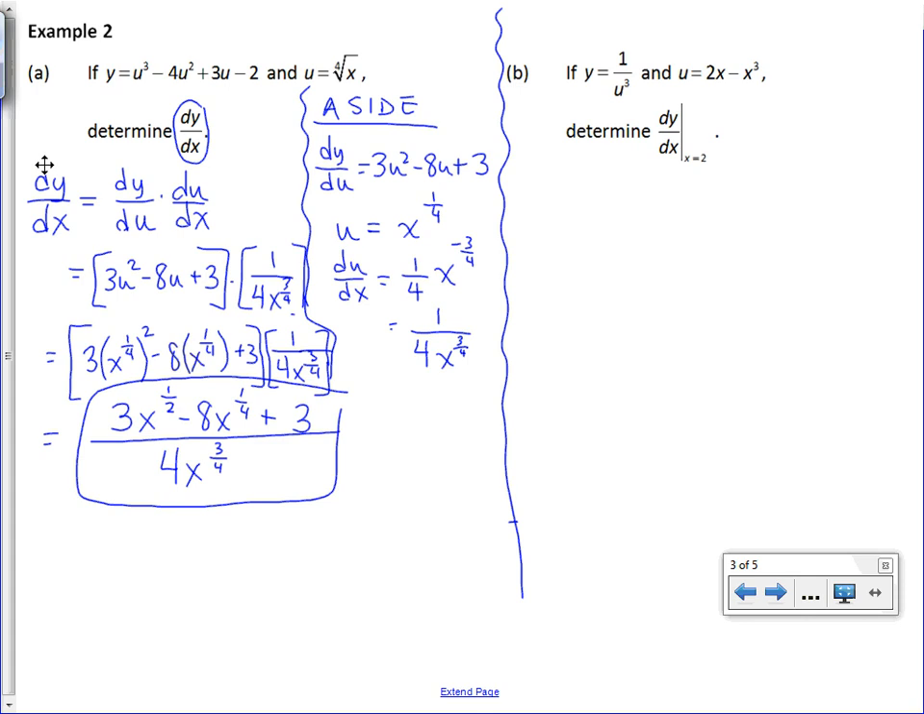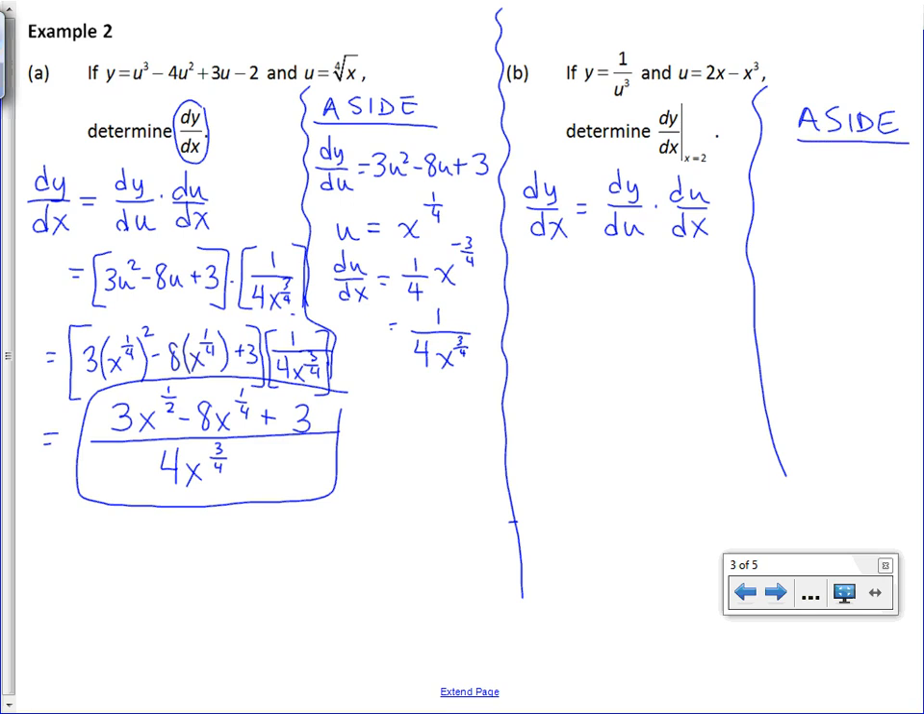So there's going to be a little fun shortcut in the middle here. You're going to like it, I think, hopefully. We'll see. So the first thing is we're going to do everything identical to what we just did. dy by dx equals dy by du times du by dx. We're going to do our aside.